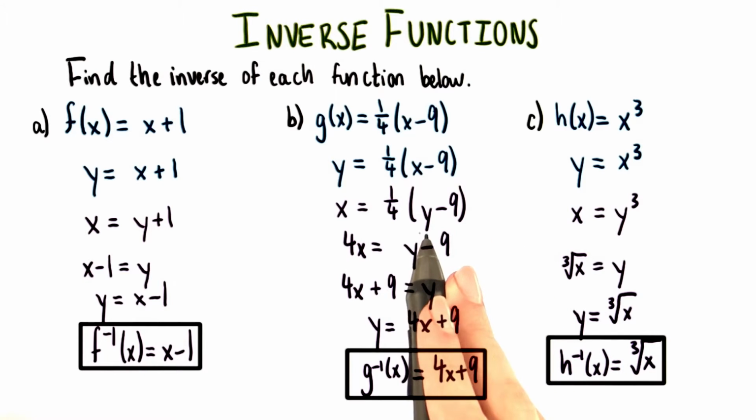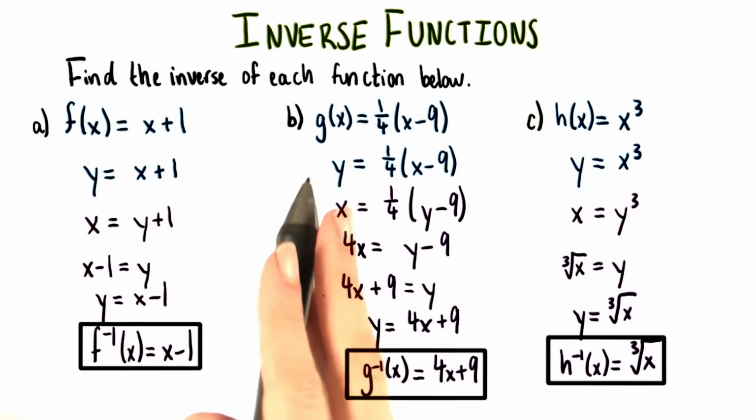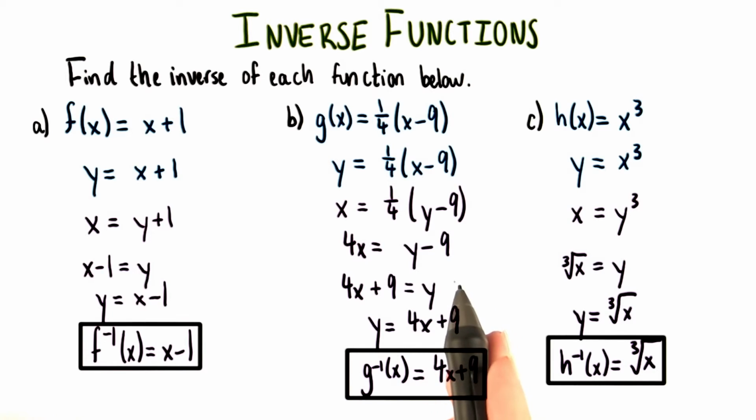From there, I multiply both sides by 4, and then add a 9 to both sides to get y by itself. Since I want g inverse of x on the left side of the equation, since that's our standard function notation, I just took one extra step to switch the sides of the equation so that y was on the left instead of on the right. That gave us a final answer of g inverse of x equals 4x plus 9.